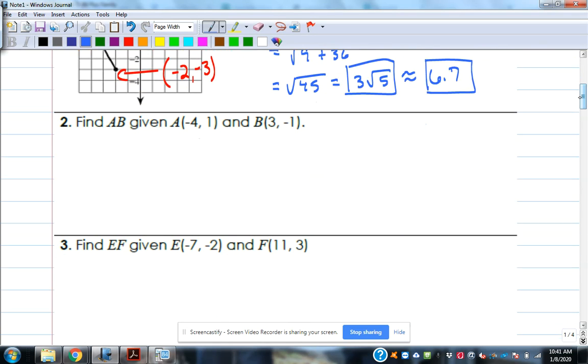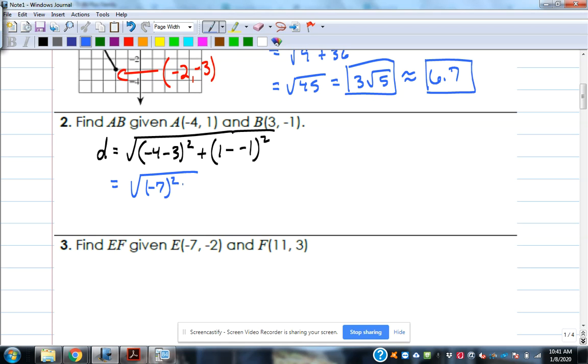All right, another way that they could give you the problem is just to give you a couple of ordered pairs that are not on a coordinate plane, which I think is easier. It's just an easy problem. You plug in the stuff you know. Subtract the x's, -4 minus 3 squared, plus subtract the y's, 1 minus negative 1 squared. Work it out.